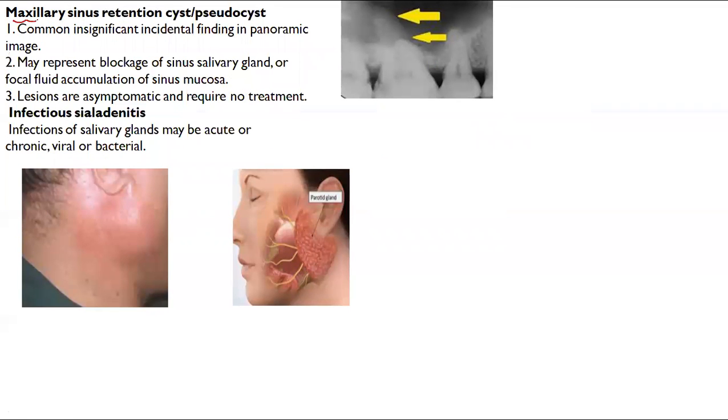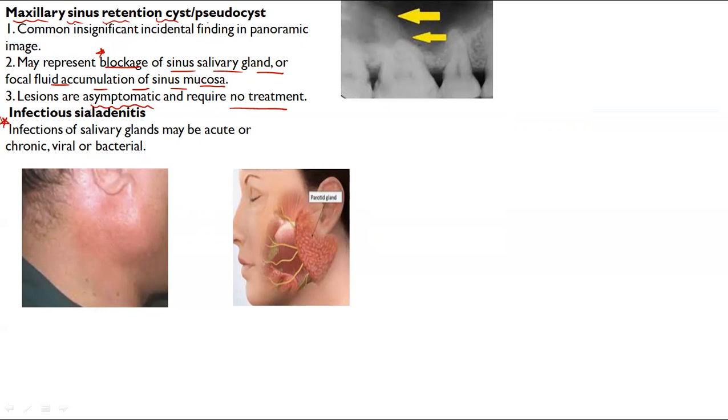Now coming to maxillary sinus retention cyst. Maxillary sinus retention cyst or pseudocyst can only be seen in a panoramic radiograph. You cannot see it normally, and this is mainly due to the blockade of sinus salivary glands, or there might be focal fluid accumulation of sinus mucosa. The lesions are asymptomatic and require no treatment.